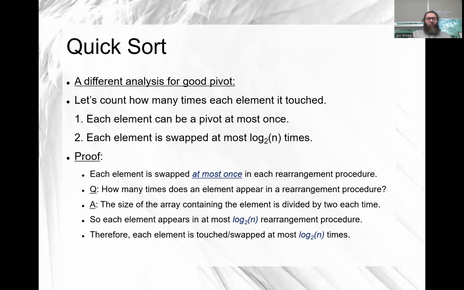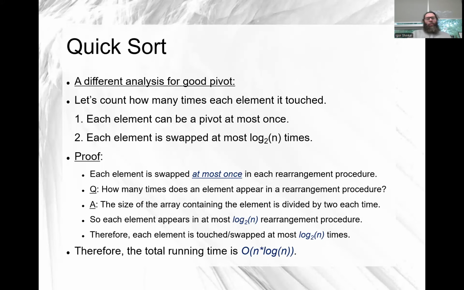So the conclusion is each element is touched at most once in each rearrange procedure, and we have at most log n rearrange procedures containing this element. So it means that each element is touched log n times, and we have n elements, so the total running time is n log n. Okay. So these were two different runtime analyses for quicksort with good pivots.